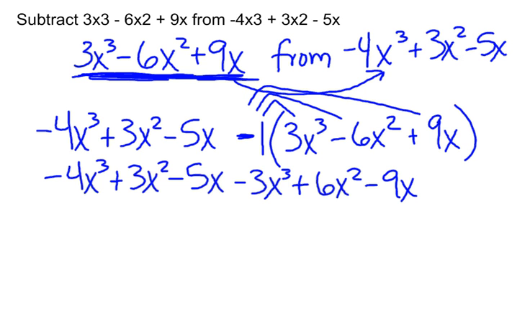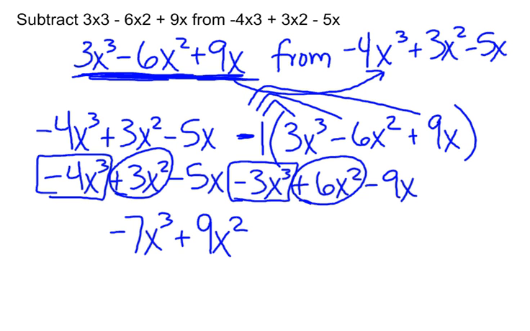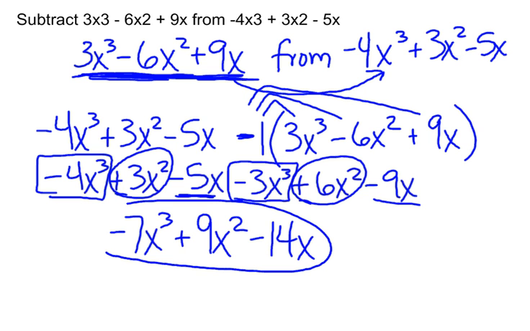Now we can combine our like terms. So negative 4x to the third and negative 3x to the third would give me negative 7x to the third. And then negative 3x squared and positive 3x squared and a positive 6x squared will give me a positive 9x squared. Wait, rather: the 3x squared and 6x squared give me positive 9x squared. And then negative 5x and negative 9x will give me a negative 14x. None of those can combine, so this is my final answer.